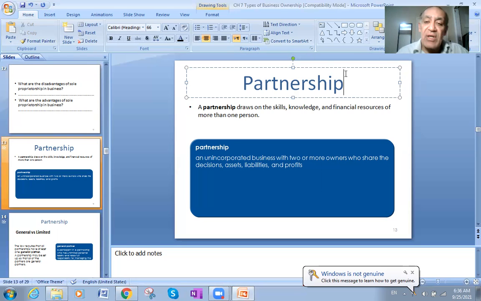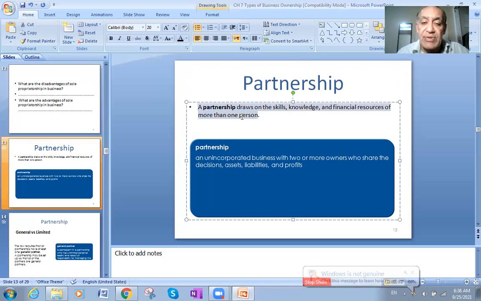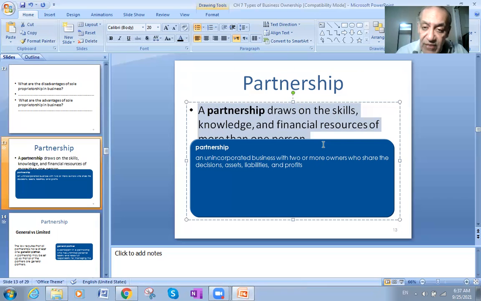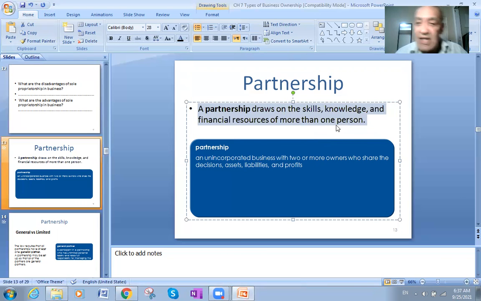Let us read: what about the partnership? A partnership draws on the skills, knowledge, and financial resources of more than one person. Of course, this is also an advantage, because there might be one of them educated in management, having professional skills in management, who can lead the whole company to success and lead them forward.